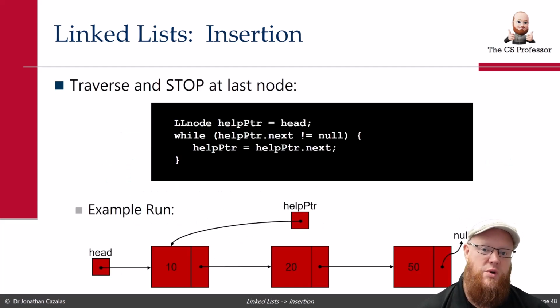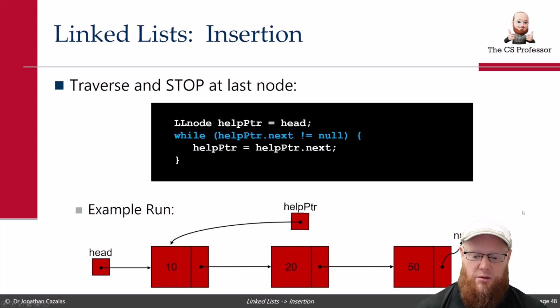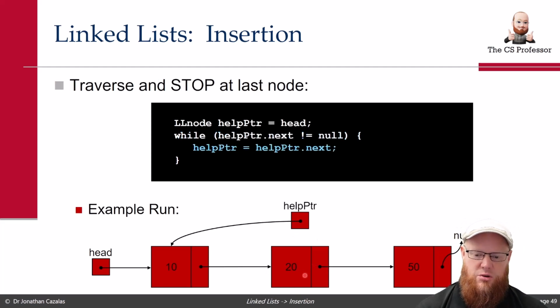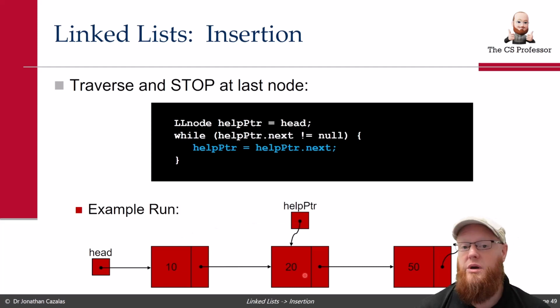Let's make sense of this with some pictures. So here is our new loop. We have while help pointer dot next does not equal null. Let's walk through this step by step. Again: while help pointer dot next does not equal null. Help pointer is pointing to this first node, but we have to look at its next. Is the next of the node we're pointing to null? It's not null. So what do we do? We step over. Help pointer points to the second node.